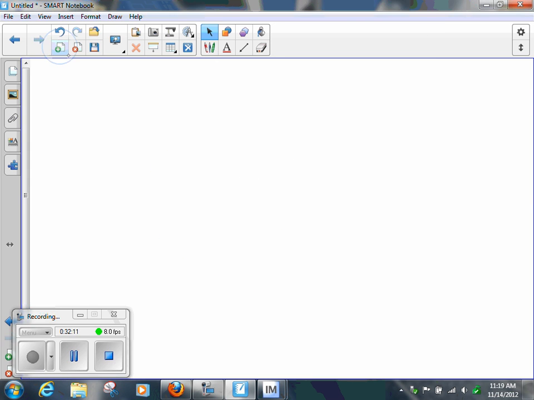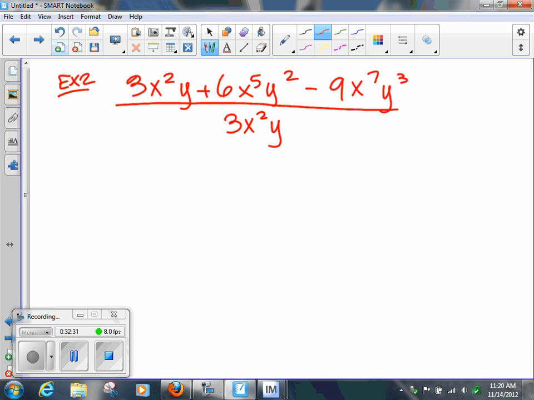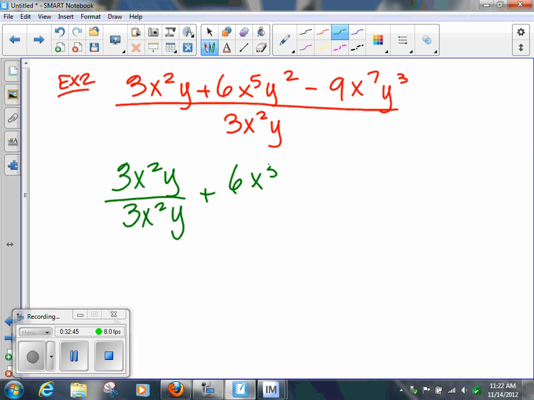All right? Now, here's another one. You do this one. 3x squared y plus 6x to the 5th y squared minus 9x to the 7th y to the 3rd over 3x squared y. You simplify that, and I don't care how you simplify it. Just simplify. I'm going to split it just because. Why not? I like to write things 400 times. It's fun. Minus 9x.